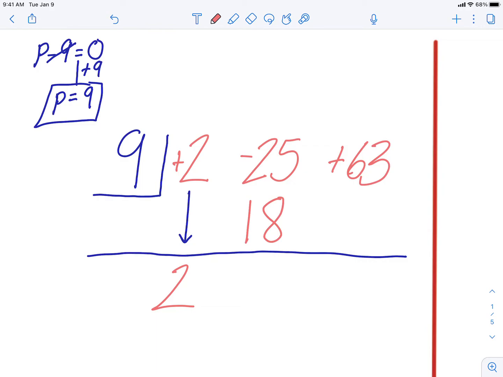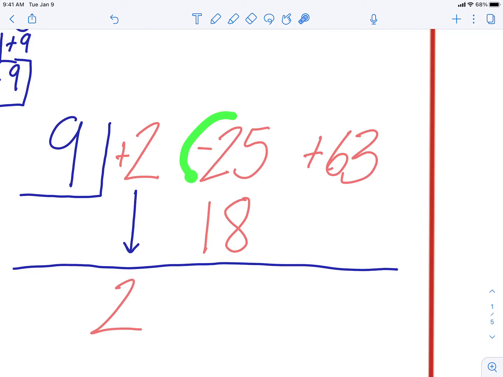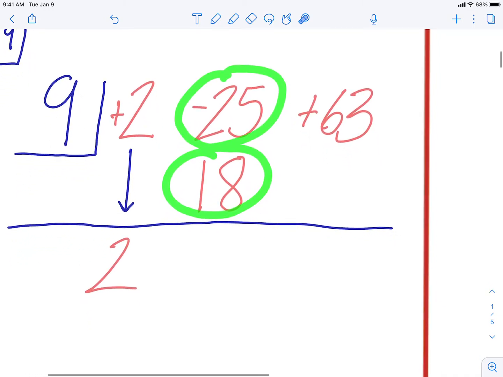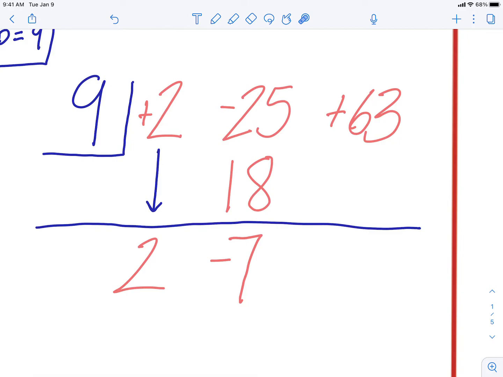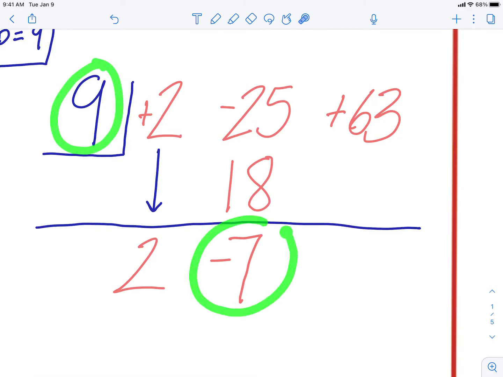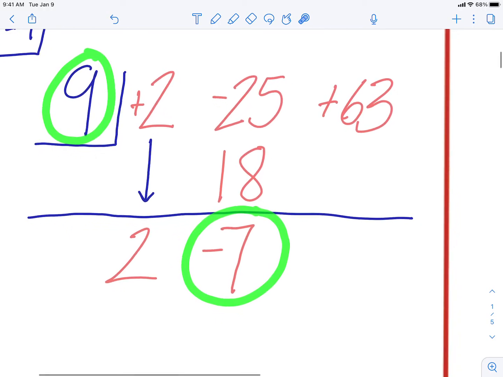All right. And now I have a negative 25 and a positive 18, which are different signs. So I subtract: 25 minus 18 is 7. And I get a negative 7 because 25 is bigger. Look at that. Now I'm going to do 9 times negative 7. 9 times negative 7 is a negative 63.